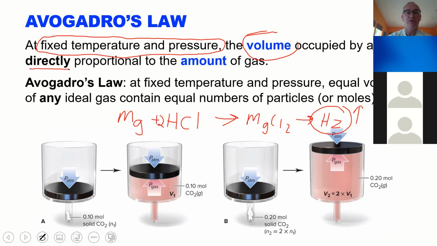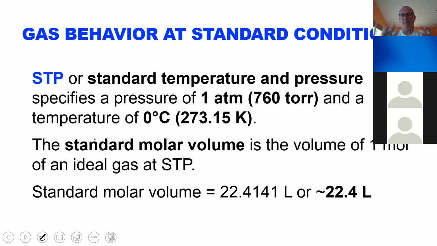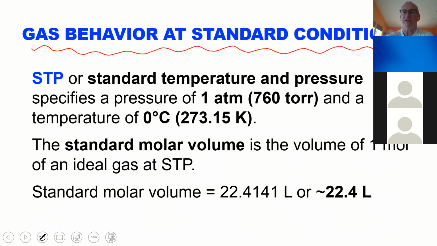So again, directly proportional. We divide the volume by the number of moles, and that gives us a constant K. Avogadro was the first to notice that. So when we take all of these laws and put them together, we get one overall equation that we can use. But before we get to that, we have to realize what we call standard conditions, because we have to relate this equation to something.